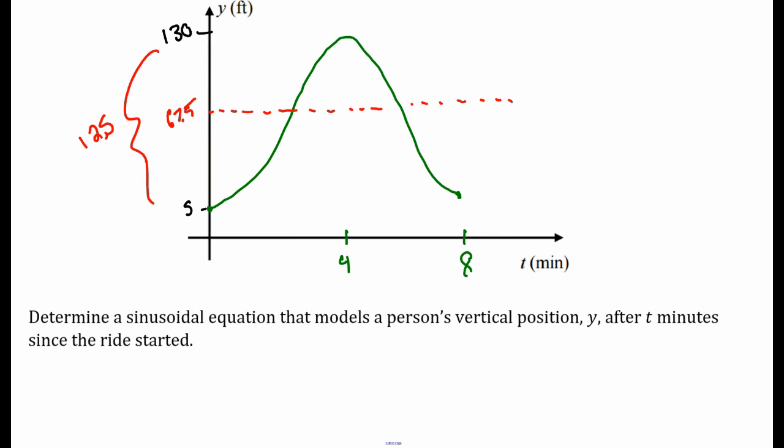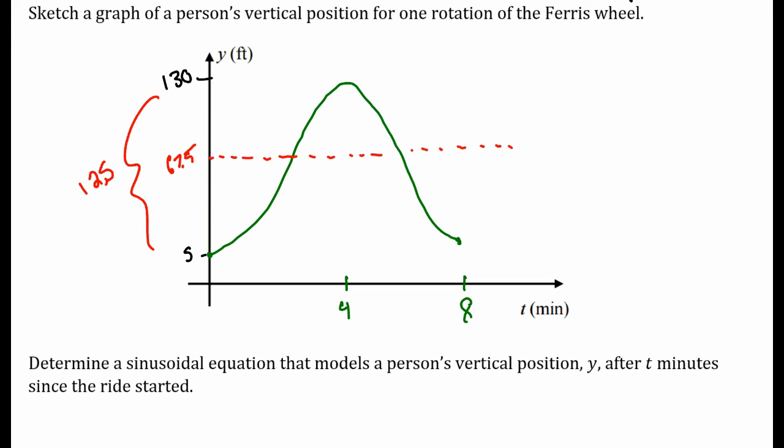Determine a sinusoidal equation that models a person's vertical distance after t minutes since the ride has started. So now we just need to write the equation of this trigonometric graph here. And we have all the information that we need. We know the midline is y equals 67.5. The amplitude is half this distance. How far did I go up? I went up 62.5 and went down 62.5. It has this negative cosine shape, so we know it's y equals negative 62.5 cosine, because I'm starting low and I have a cosine curve here, of something that I need to find, plus 67.5.